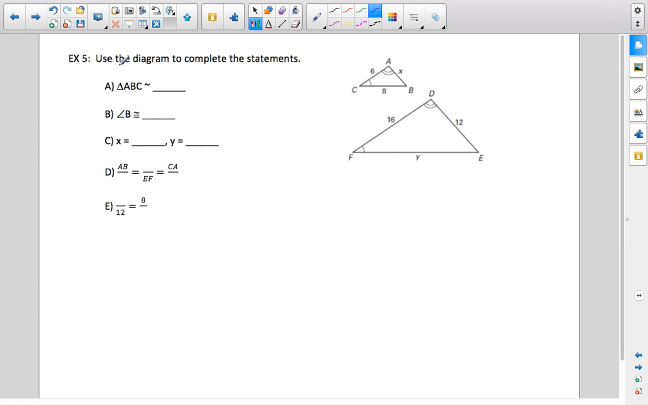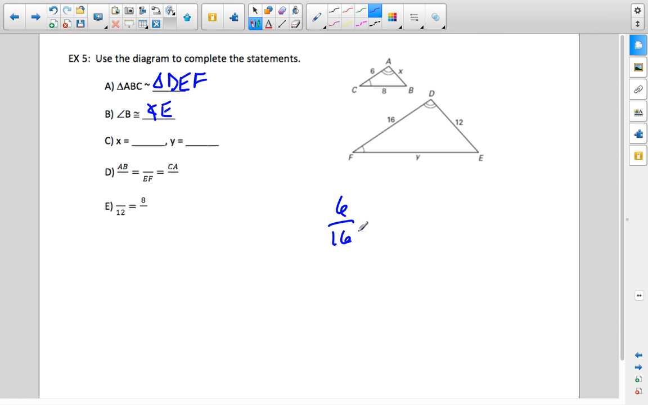Okay, let's check these two. Triangle ABC, they have matching angles. So triangle ABC is similar to the smaller version of triangle DEF. Angle B is the same exact measure as angle E. It must be by the third angle theorem. I know that the leftovers are the same. X and Y, I'm going to have to figure those out.